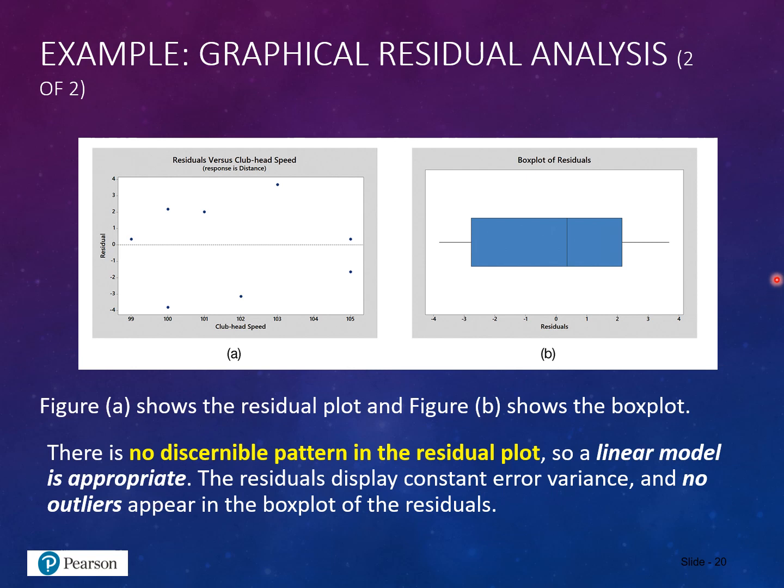And the residuals display constant error variance here on the right, and so no outliers appear in the box plot of the residuals. And this kind of makes sense. Since there's no pattern, how can there be an outlier, right? An outlier is something that does not fit the pattern of the data. And if there's no pattern, then it's not likely that there's an outlier.